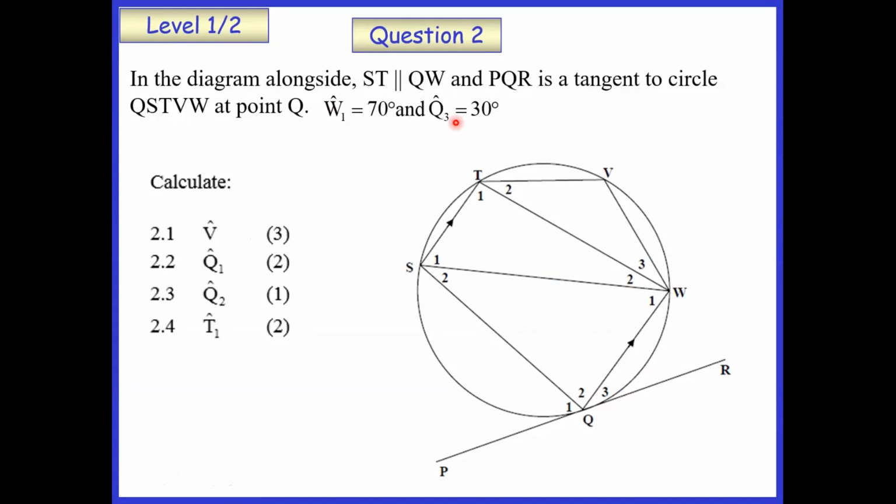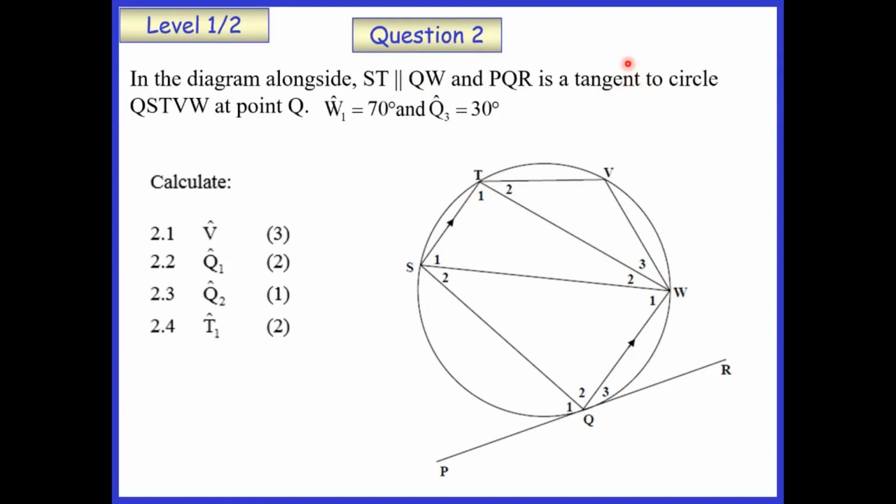So in the diagram alongside, we see parallel lines. They tell us ST is parallel to QW. Let's get our spider diagram. If you see the word parallel, what should be running to your brain? Alternate angles. Write it down. Alternate angles are equal. What else? Corresponding. Corresponding angles are equal. We're going to be looking for that. What else? Co-interior. Co-interior angles are supplementary.